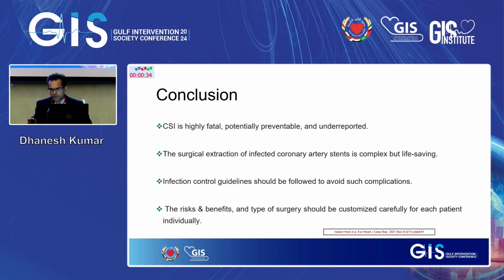So we should avoid the repeated use of guide wires. We should take all aseptic precautions while doing the PTCA, and we should avoid doing PTCA in an infected patient when bacteremia is already there, or when there is any chance of infective endocarditis in the patient. So we should avoid it at that time. All the risks and benefits and the type of surgery should be customized carefully for each patient individually. So it needs a better characterization and definitely customization for each patient.